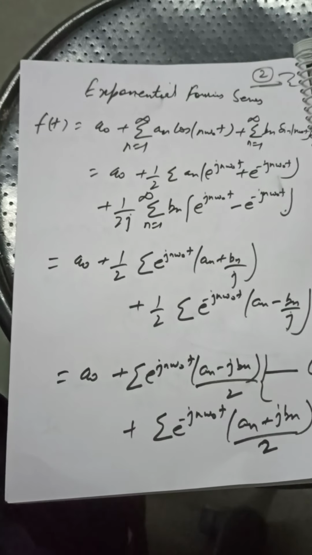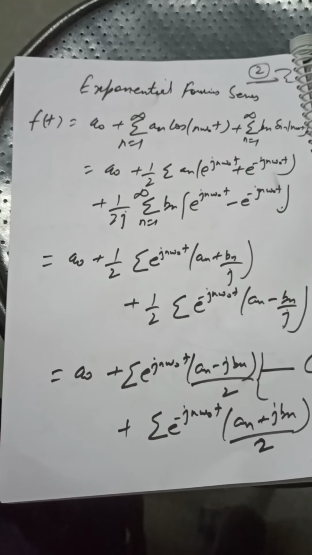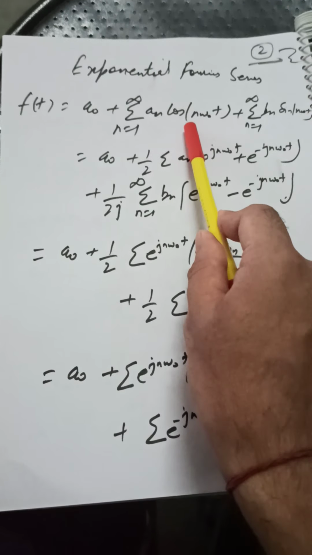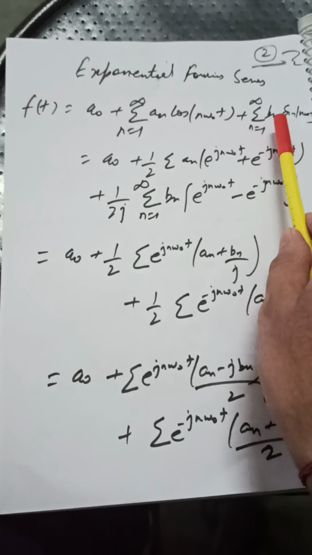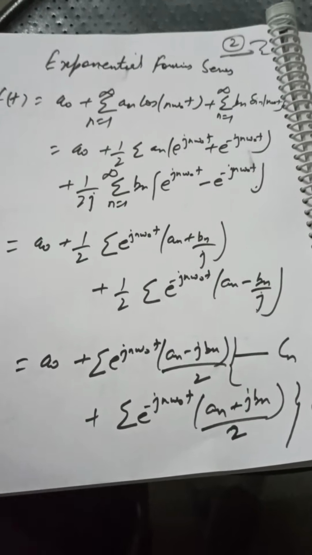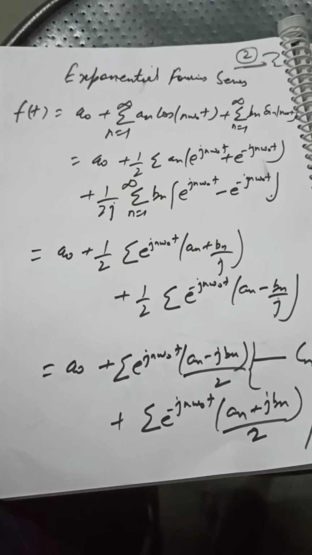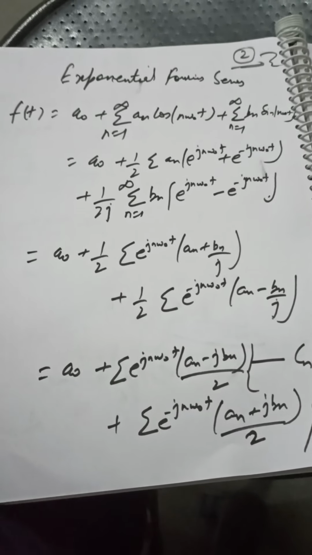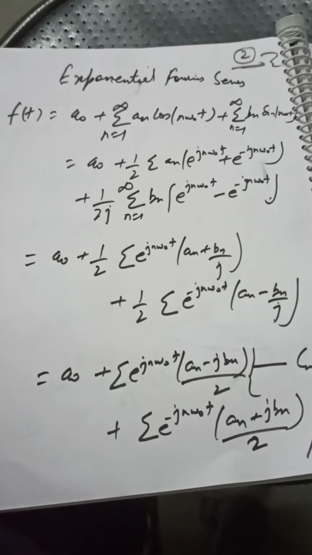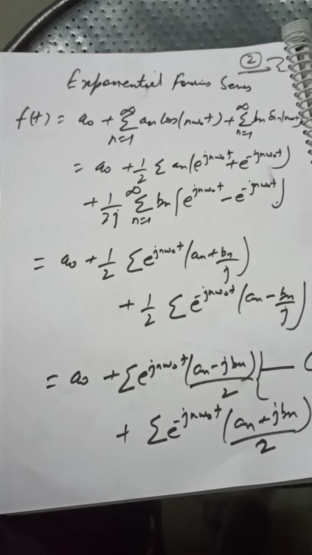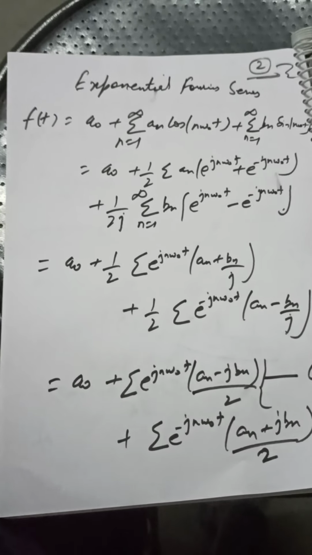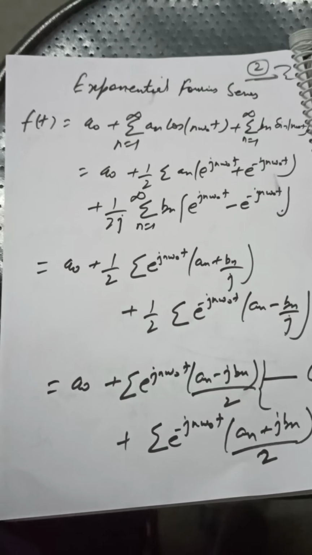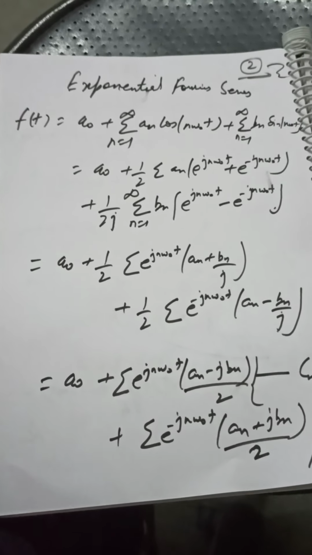Coming back to our topic of the Fourier series, this expression f of t equals a naught plus a n cosine of n omega naught t plus b n sine of n omega naught t. One thing should be very clear, that n equals 1 to infinity. What are these n? These n are the harmonics, the various harmonic components that are present. I think this is very clear.